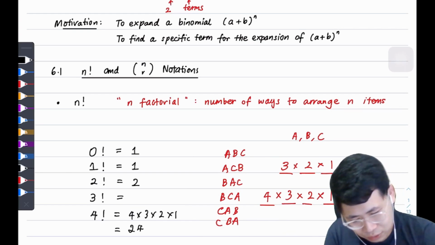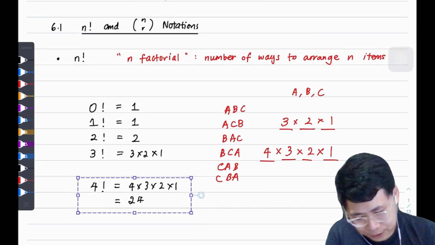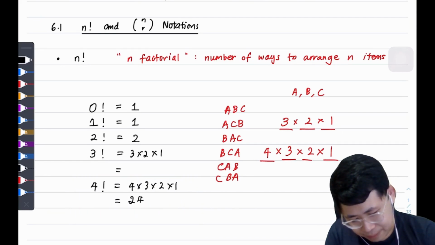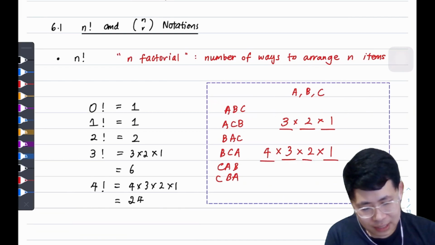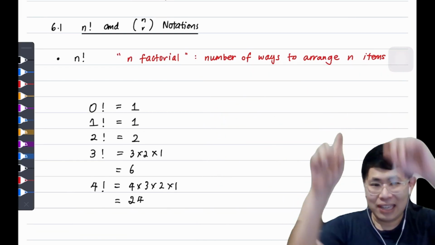Okay, so 3 factorial, let me write it here, is 3 times 2 times 1, and this equals 6, like that. Okay, so enough of this. Technically speaking, there's a reason why I left a gap up there.